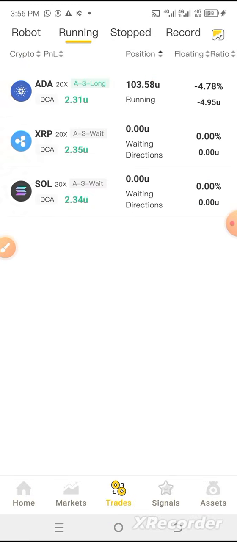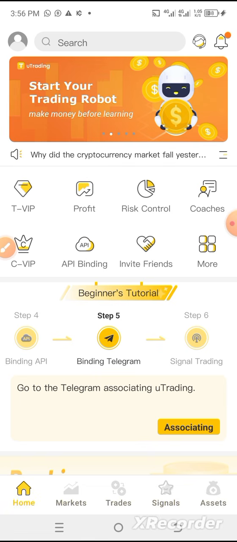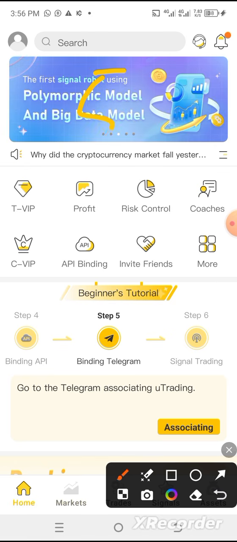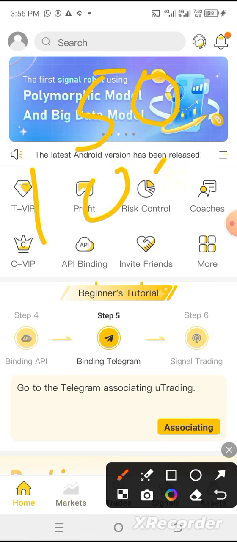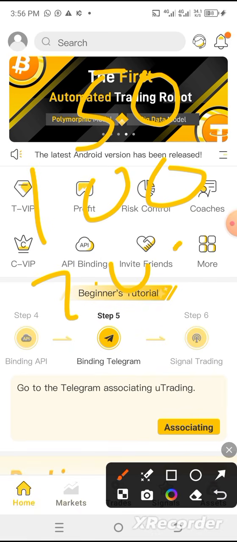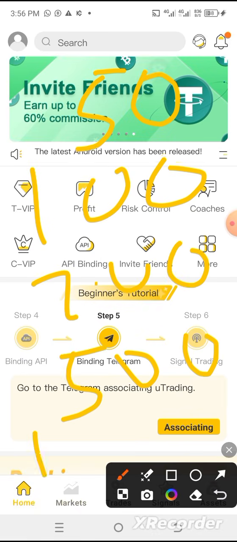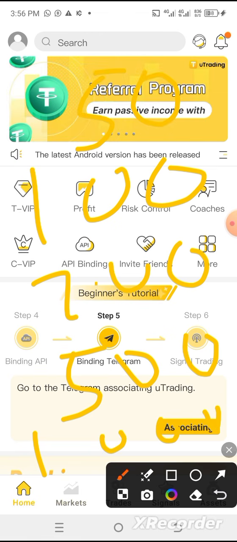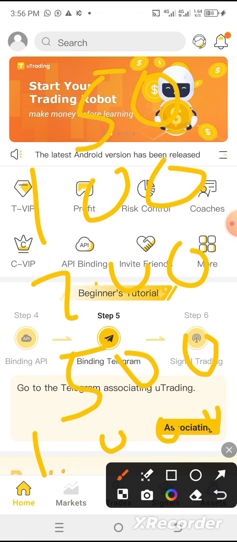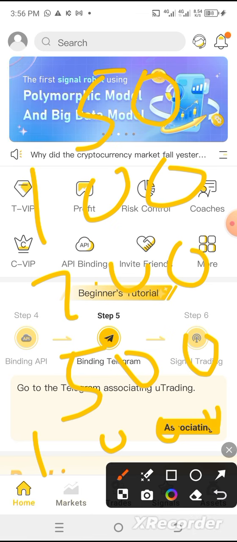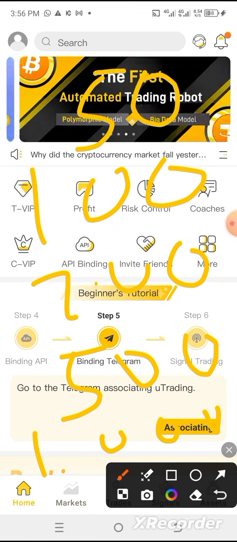Now, the first thing we will be looking at is the amount you're trading with. What amount are you trading with? What do you have? Do you have $50? Do you have $100? Do you have $200? Do you have $500? Do you have $1,000? You need to know exactly what you are trading with. Then you shift that amount of money to your exchange, to your futures wallet.